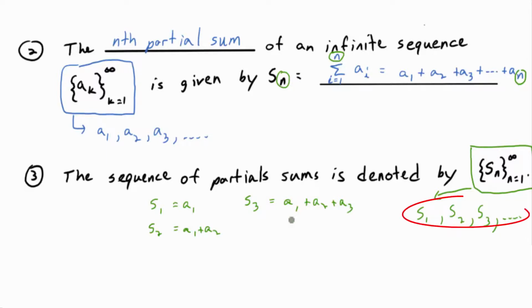So that S1, S2, S3, dot, dot, dot, that's a sequence. It's a sequence of summations. And why is that useful? Well, we've got some theorems that we developed yesterday involving sequences, and so we can apply them to series as well.